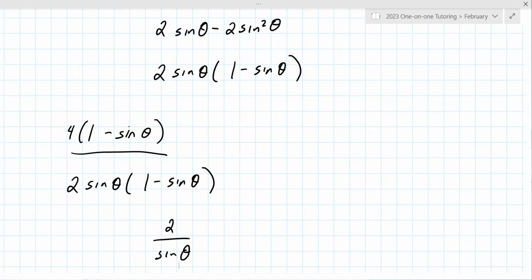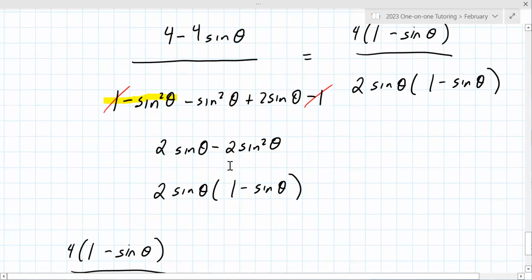So the original identity works, but what I got, obviously, this does not work. I'm still not able to find my mistake. 2 sine theta, 1 minus sine theta.